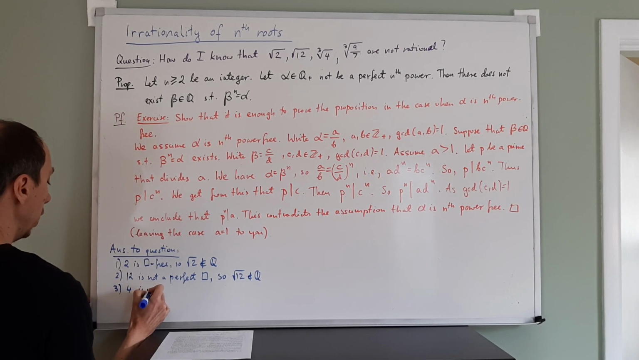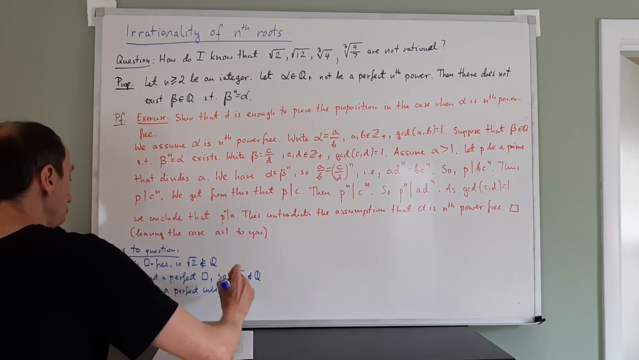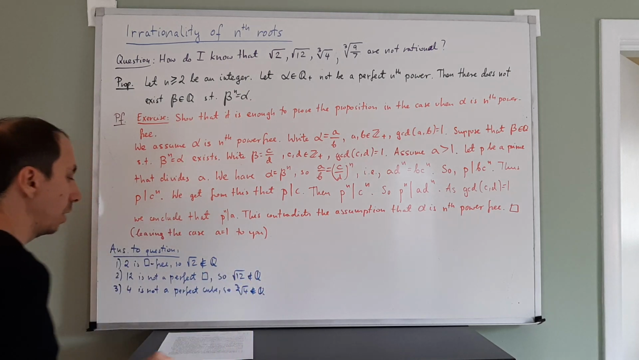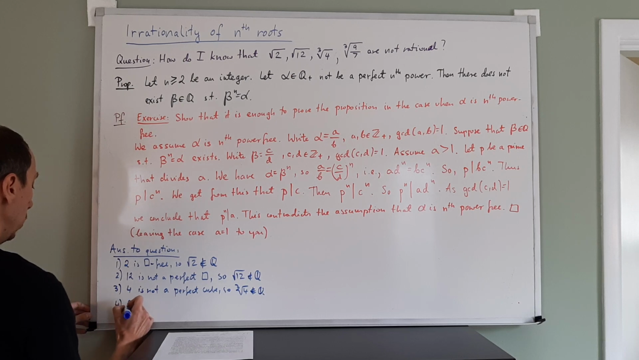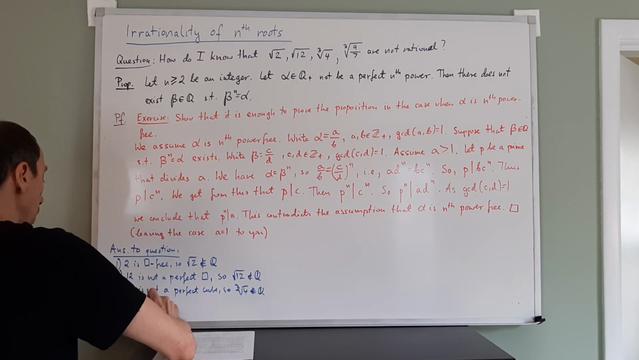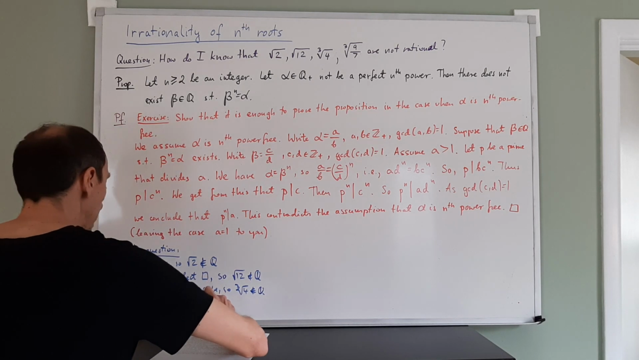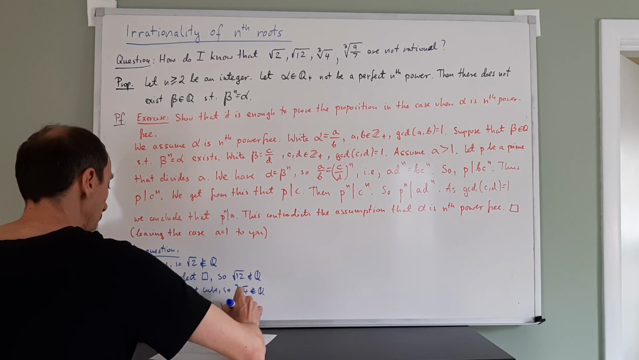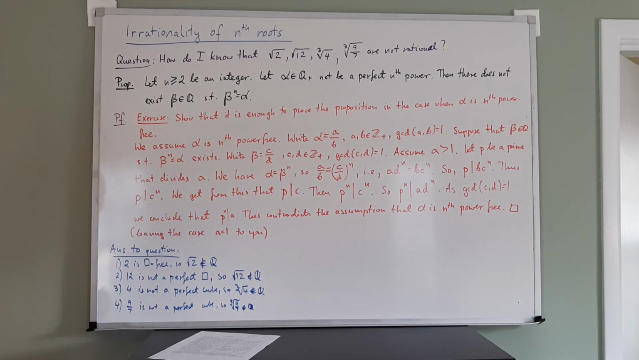4 is not a perfect cube. So cube root of 4 is not rational. And finally, 9/7 is not a perfect cube. So cube root of 9/7 is not rational.